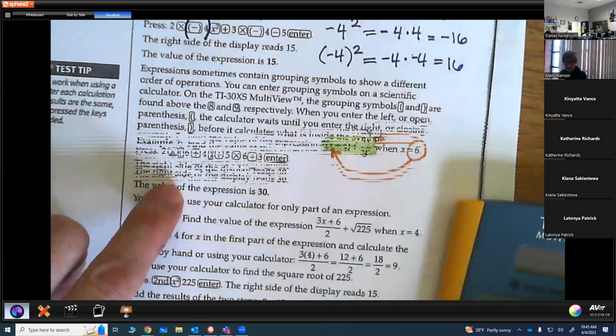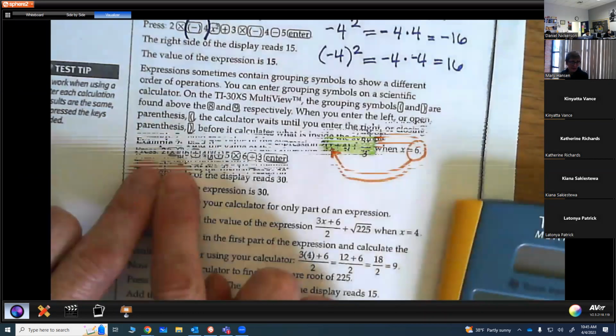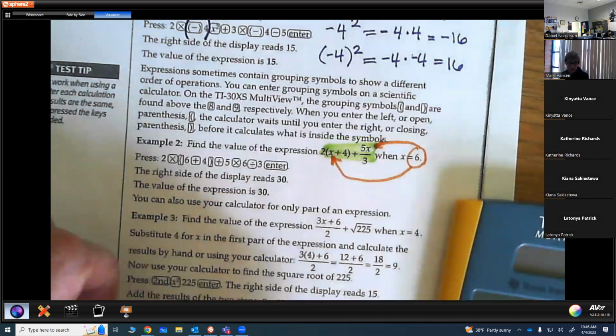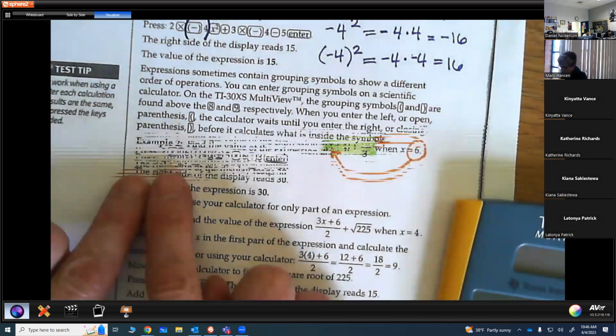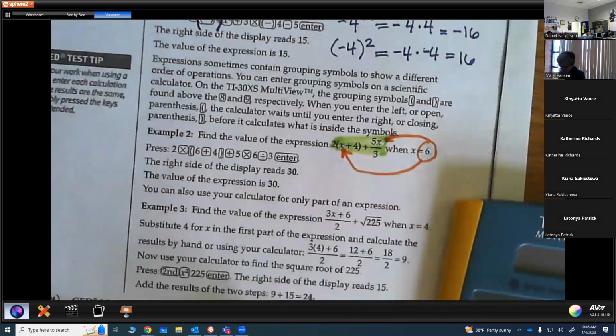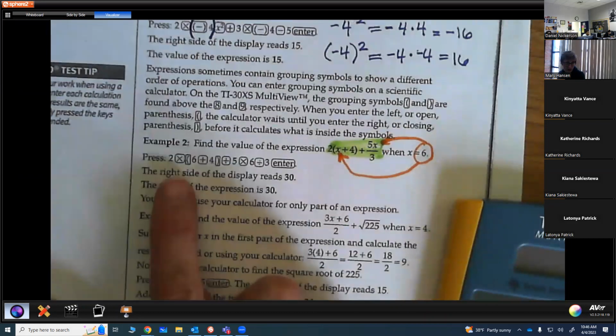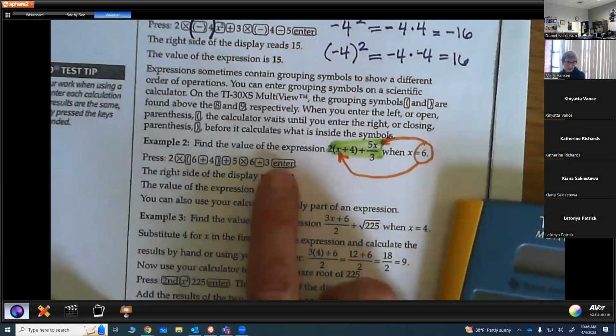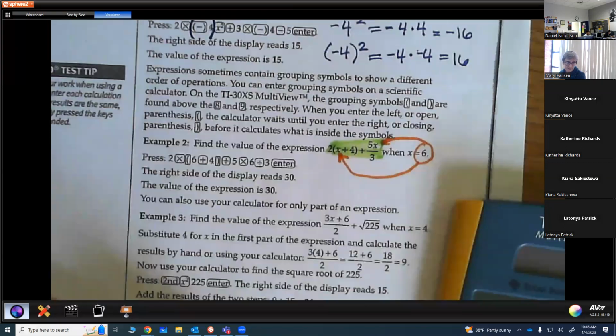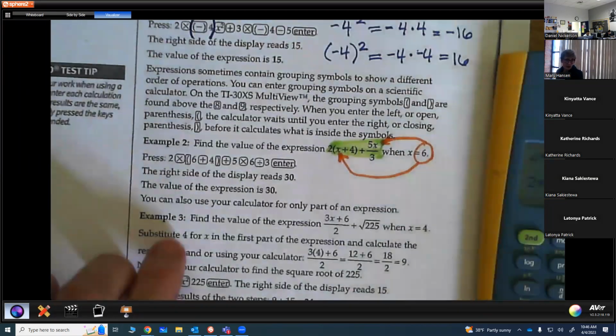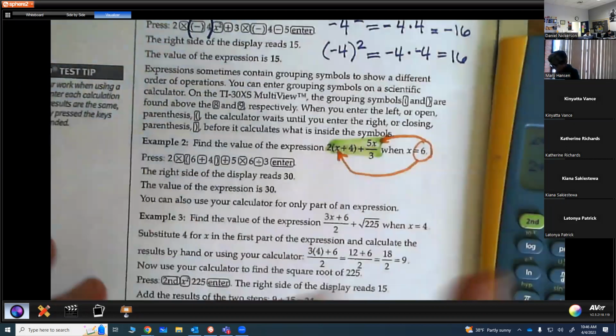So you can start by just following the directions. I apologize for my finger messing up the thing. Follow the directions and see if you can get the answer of 30. So just try it on your own, see if you can get the answer of 30, and then we'll break down why we do it that way.